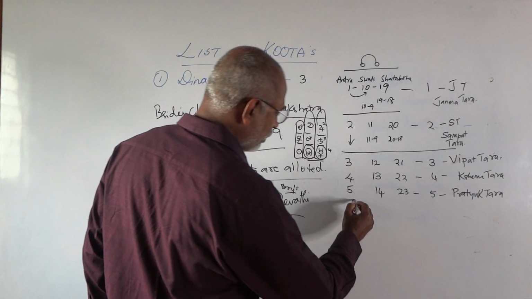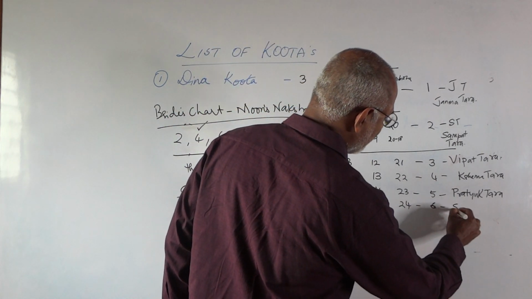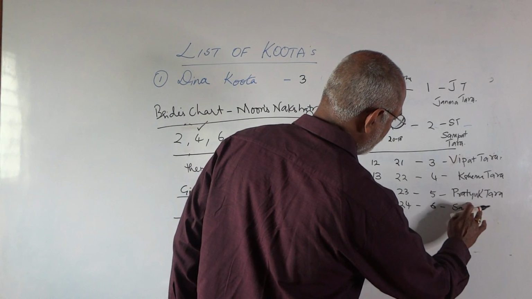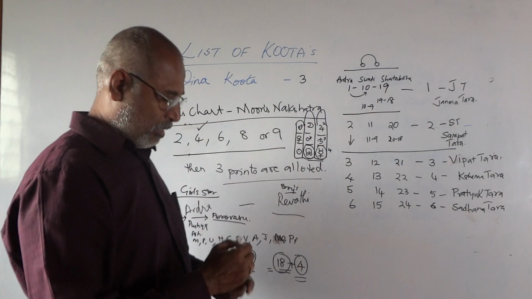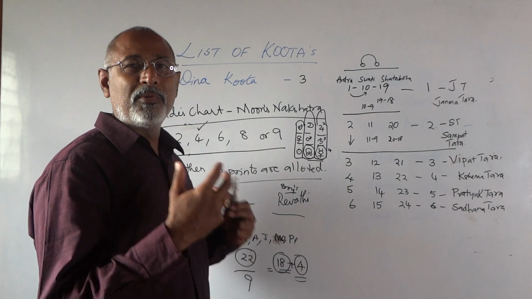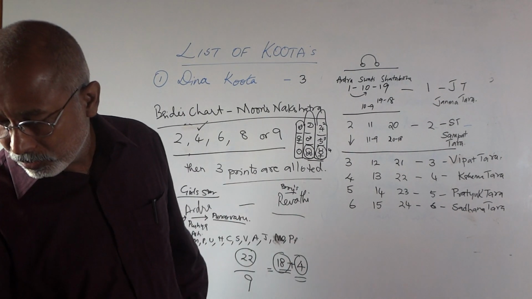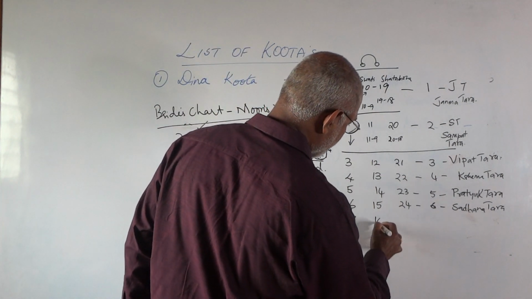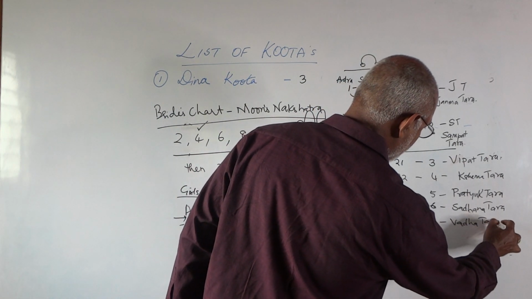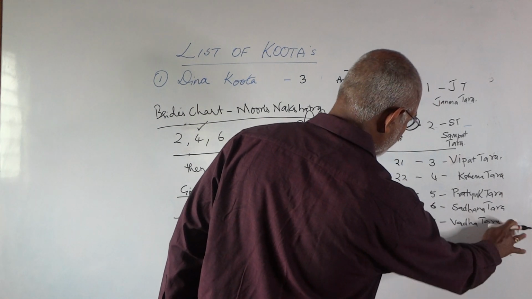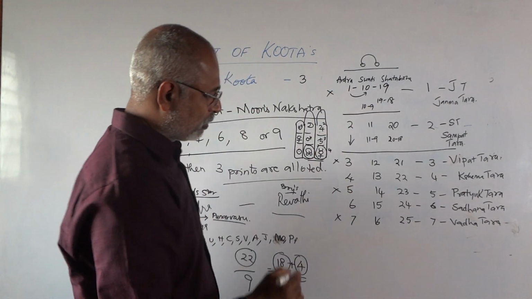Then you have 6, which is Sadhaka Tara or Sadhana Tara. Sadhana means doing something with committed effort, doing a sadhana, trying to achieve something, achieving a goal. So next is Naidhana Tara or Vadha Tara, which shows death. So this is not a good thing. So these are bad. This is also bad. Janma Tara is also bad.